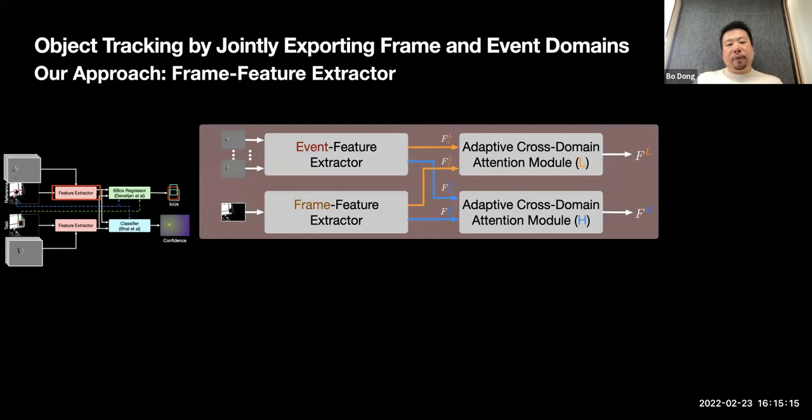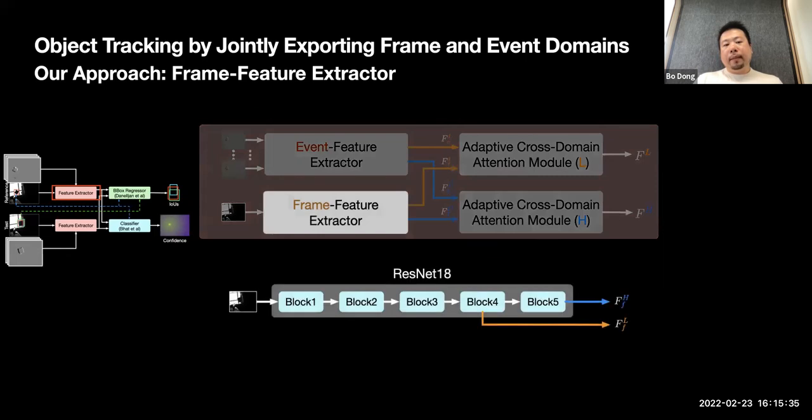For the feature extractor part, since we have two domains, we definitely deal with them separately. The ATOM framework requires two feature vectors, one low-level and one high-level. That's why there are L and H subscripts here. For the feature extractor for the frame domain, we just leverage ResNet 18. The block 5 output is used as the high-level feature, and the block 4 output as the low-level feature, which is nothing exciting, a common design.